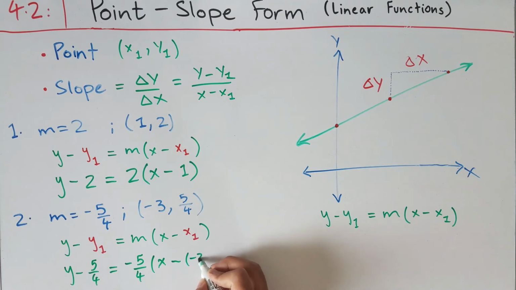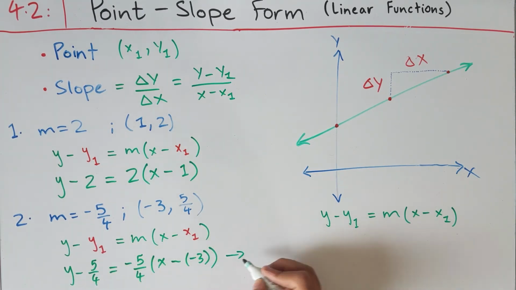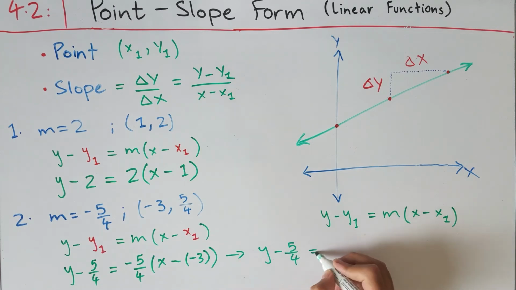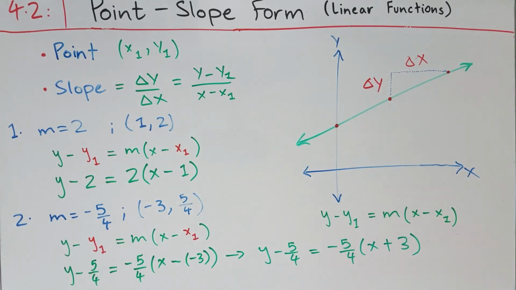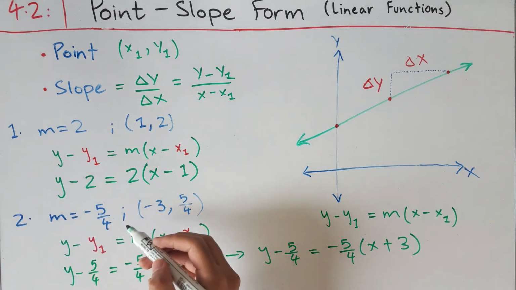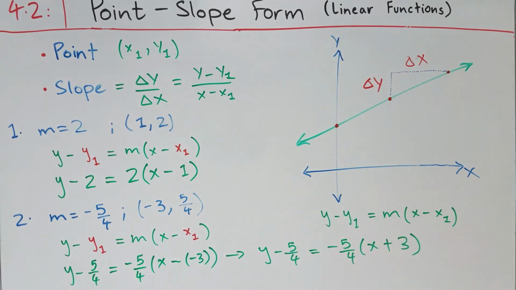So we can multiply this negative over here by negative 3, and then we can simplify this to give us y minus 5 over 4 equals negative 5 over 4 times x plus 3. And there you go. This is the point slope form for this function, given that the slope is negative 5 over 4 and the point negative 3 comma 5 over 4.